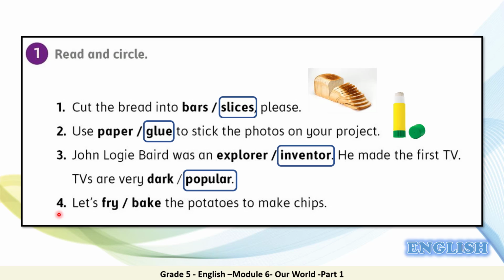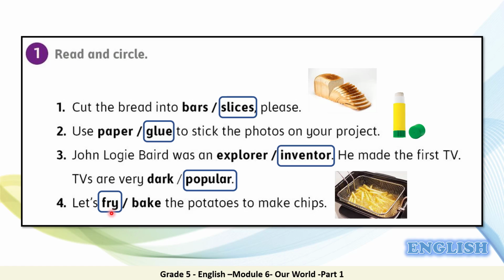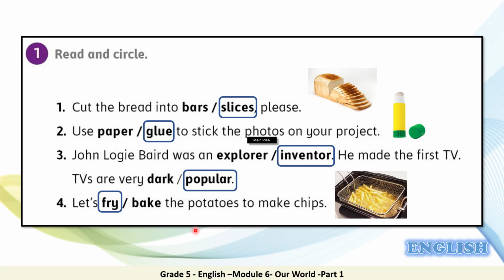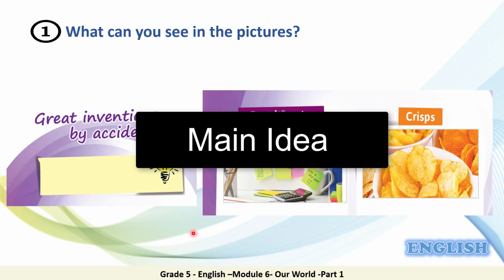Number 4, let's blank the potatoes to make chips. How do we make the potatoes into chips, my friends? Do we fry them or bake them? Wonderful! Fry them in oil, right? So we circle fry. And now we have achieved the first objective. We have learned 5 new words. Let's move on to the second objective, the main idea of a text.